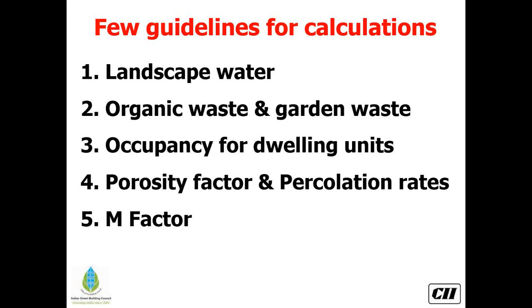The third query that we want to address is occupancy numbers for the dwelling units. For the first 2 bedrooms, we always consider 4 persons as occupancy. For each additional bedroom, you take 1 person. That is, for the 2 bedroom it is 4 persons, for the 3 bedroom it will be 5 persons, for a 4 bedroom it will be 6 persons, for the calculation purpose only.